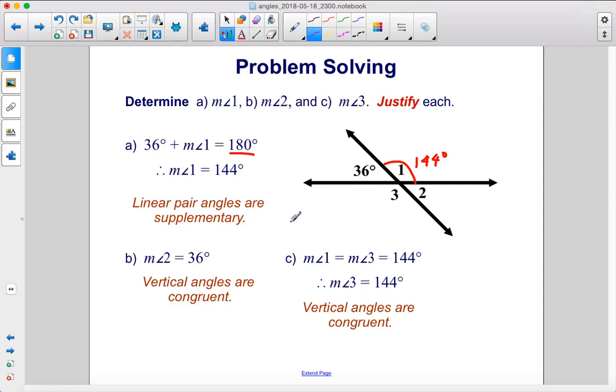Moving on, angle 2 here equals 36 degrees because vertical angles are congruent. And then finally, the measurement of angle 1 equals the measurement of angle 3 because those are also vertical angles and they're congruent. Therefore, the measurement of angle 3 is 144 degrees.